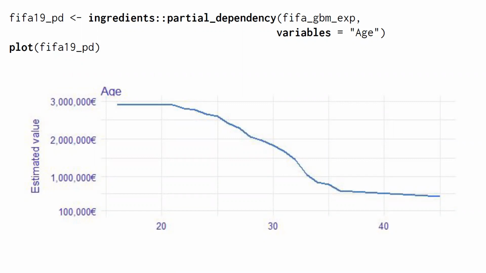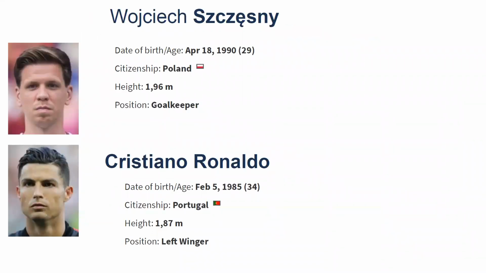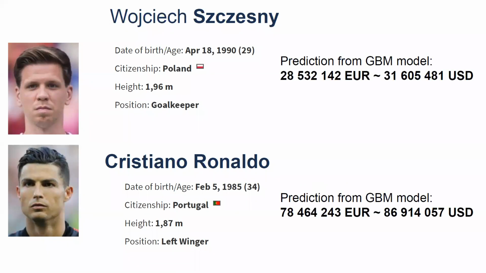So we can have some insights into the overall model, but the most interesting thing is looking at our model at an instance level. Because in the end, we've got two players: Wojciech Szczęsny, a goalkeeper from Poland, and Cristiano Ronaldo, a player from Portugal. Our model predicted some values for those two players.